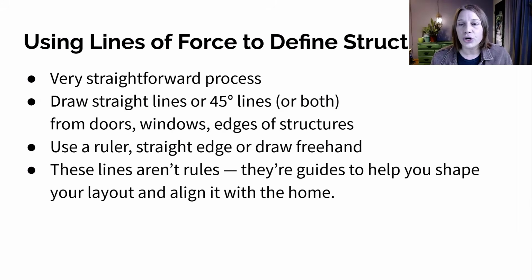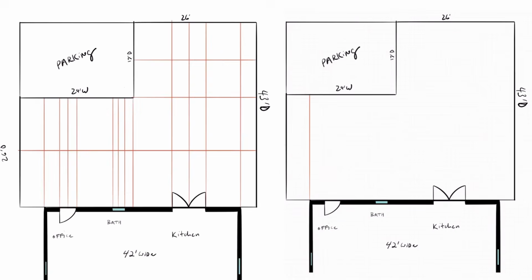And again, these lines aren't rules. This isn't the only way you can do things. They're just guides to help you shape your layout and align it with the home. Just think of this as a tool in your toolbox. It's not the only way to do things. So let's get into the example of how you draw these lines. In this step, we're just grabbing from any corners and edges in the design, like the edges of the house, the edges of the windows, the doorways, and even the edges of the parking pad here in this design.